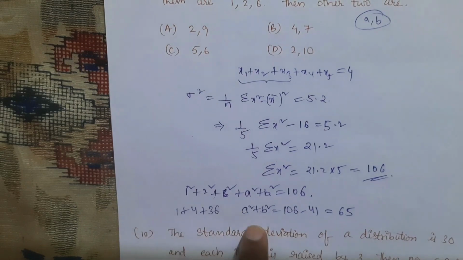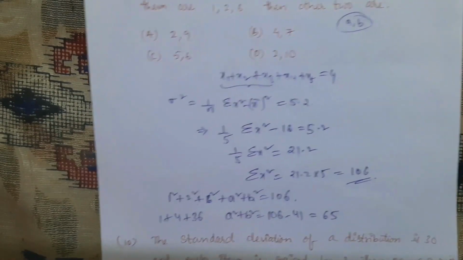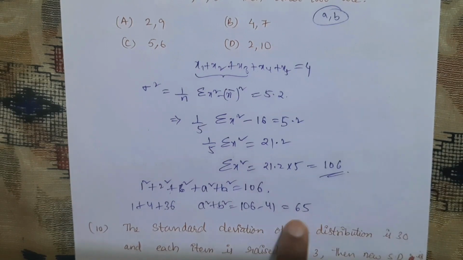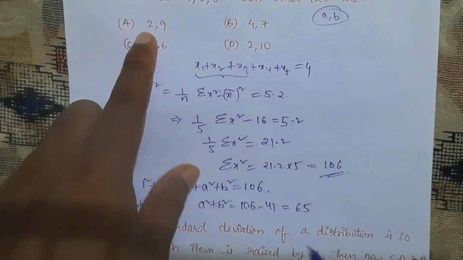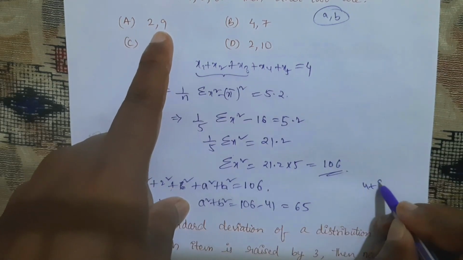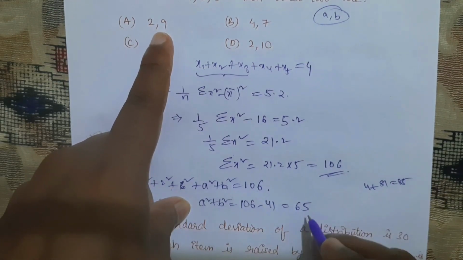But to find the a and b values, we can directly substitute the options, and whichever gives 65 is our right answer. Take 2 and 9. 2 square is 4 plus 9 square is 81, which is equal to 85, but not 65.